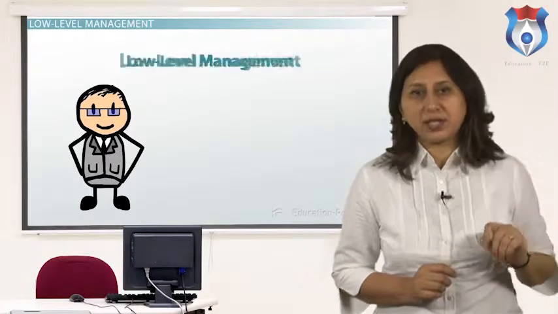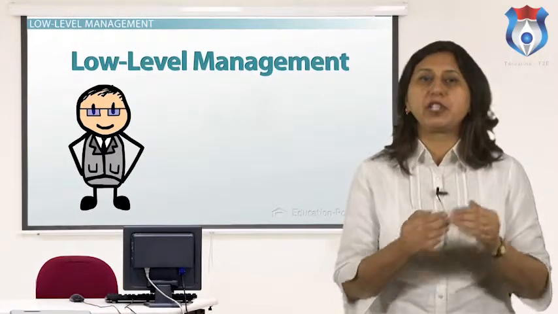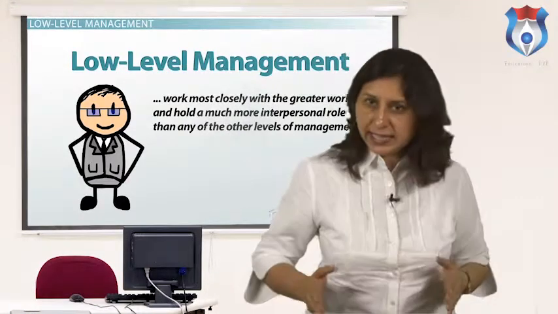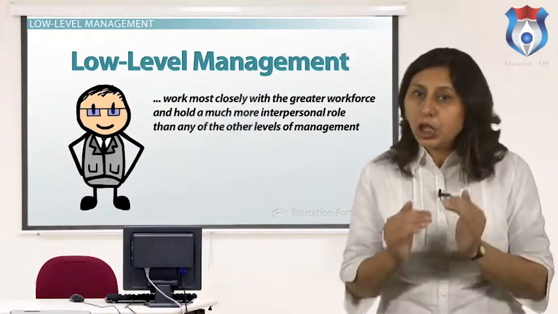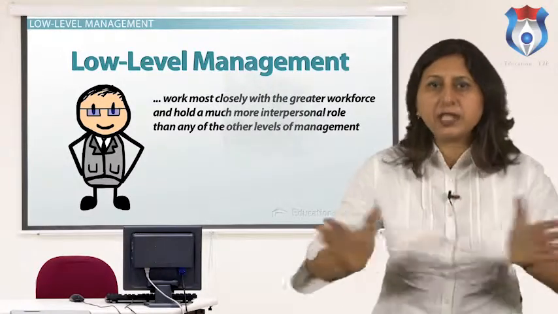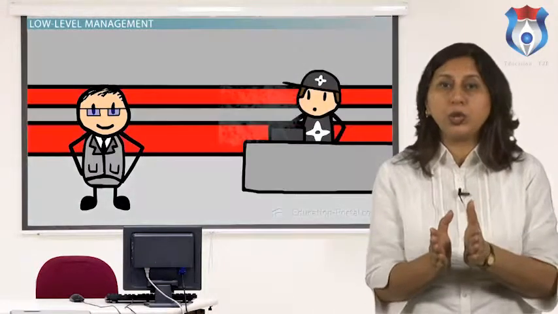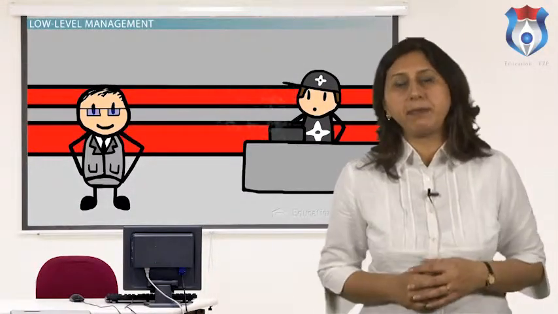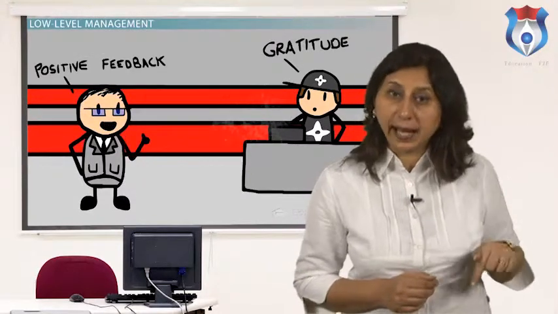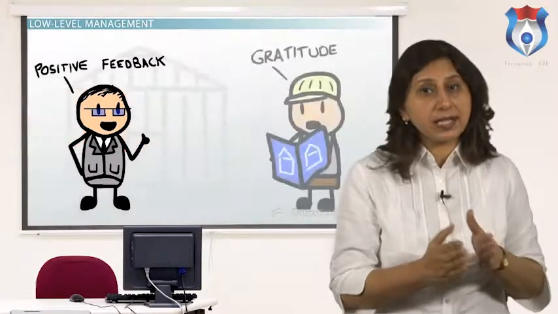First level managers. First level managers are directly responsible for the performance of employees involved in operations. First level management is also called low level management. It works most closely with the greater workforce and holds a much more interpersonal role than any of the other levels of management. First level managers implement the operational plans developed by middle managers and take corrective actions when needed.